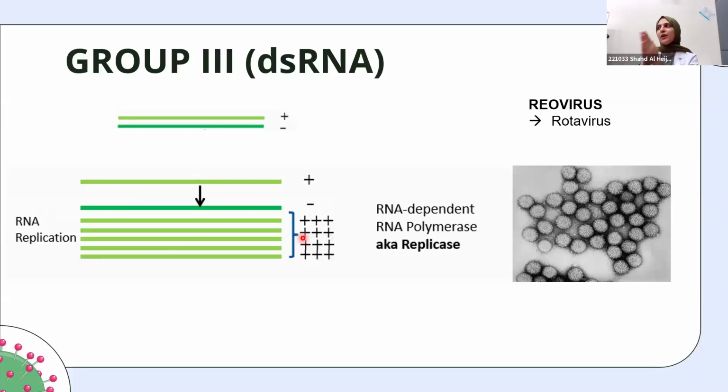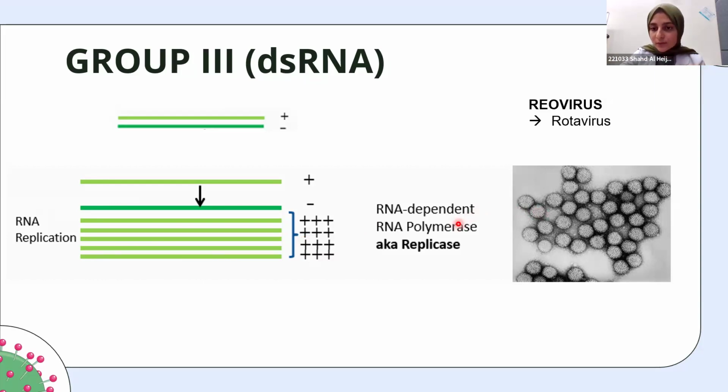So you have a double-stranded RNA. You take the positive strand, you make the proteins. The positive strand will also be used to make the negative strand. And now you can make more positive strands. You can make the double-stranded RNA. You can then surround them by the capsid, form the virus, assemble the virus, and then the virus is released. This is double-stranded RNA. So here you need RNA-dependent RNA polymerase, the replicase enzyme.